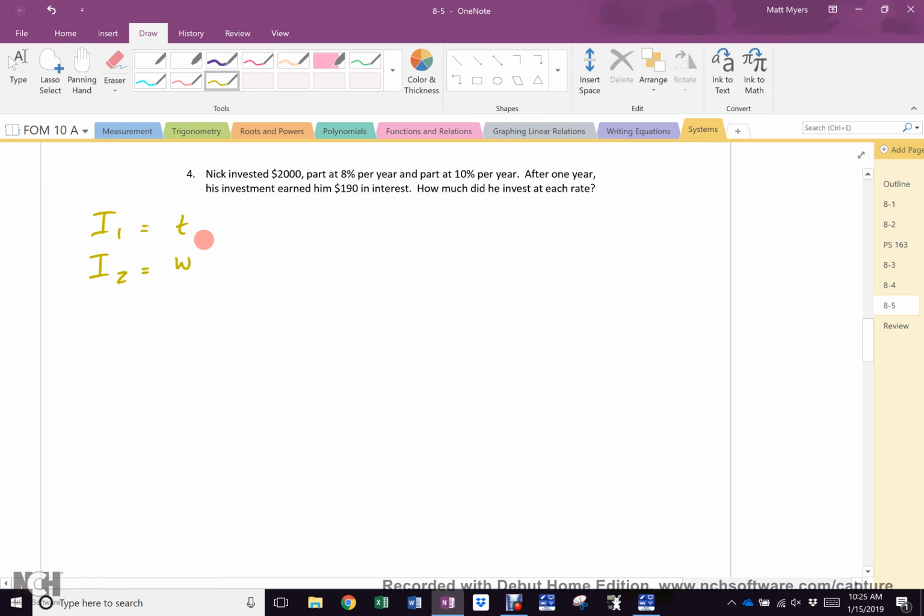There's two investments, T and W. I apologize. So what do we know about the two investments? 8% of one plus 10% of the other equals how much interest? 190. What else do we know? How much money did I invest? 2,000. So T plus W must equal 2,000, right? What about that system bothers you? You don't like the decimals. Is there something we're allowed to do to systems that will keep the same answer? We can multiply. What could we multiply this by if we wanted to get rid of those decimals? 10. Would 10 get rid of both decimals? Yep. So if I multiply this by 10, what do I get?